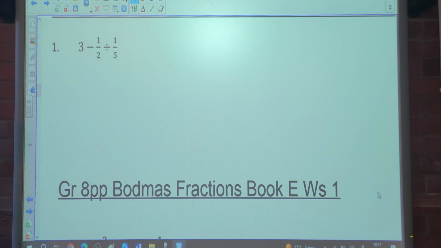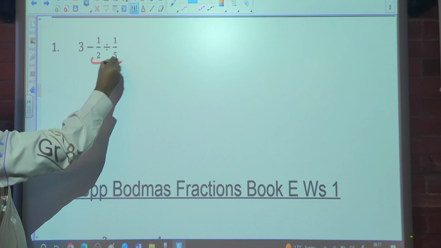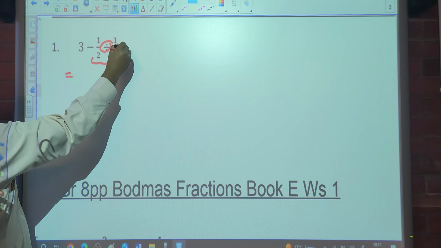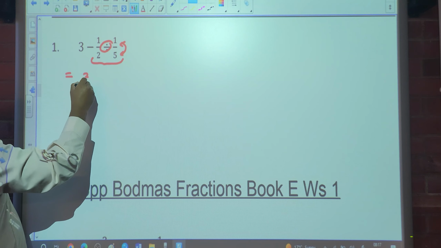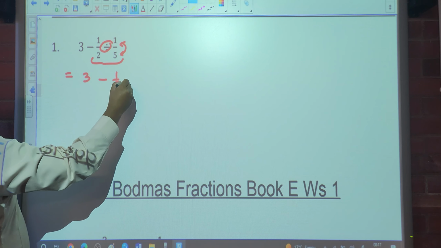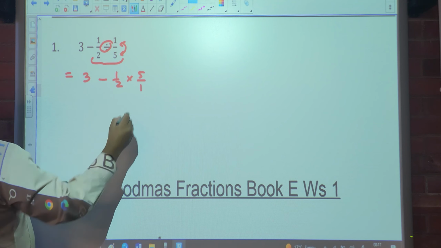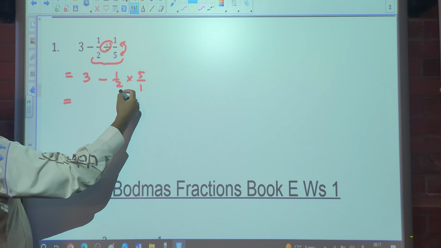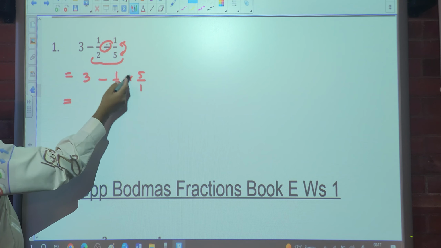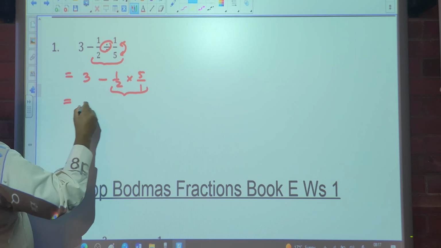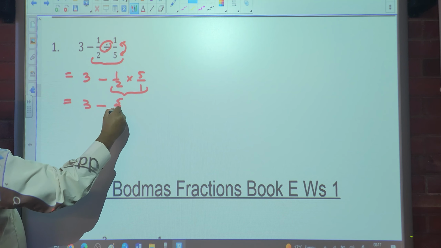So what needs to be done first? Division. Division will change to multiplication, with the number tumbling over. So it's 3 minus a half multiplied by 5 over 1. Is there anything that can cancel here? No. So it's going to be 3 minus 5 over 2.